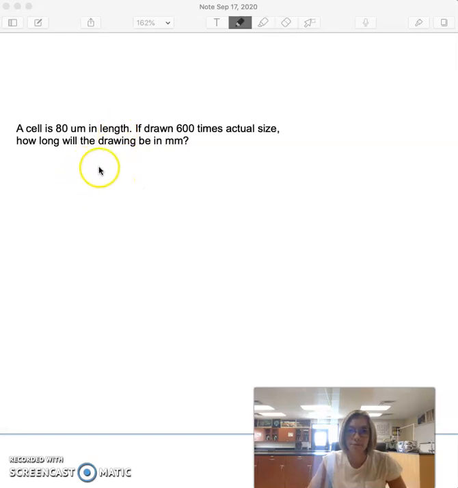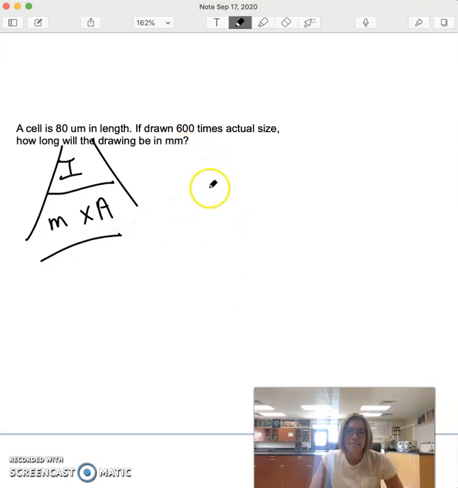Okay guys, so I'm just going to start us off right here. Remember, we're going to come back to our image over m times a, our fancy little triangle here. What we have is our 600 times, and then you have 80 micrometers. That's what it tells us, right? The cell is 80 micrometers in length. So that's the actual size.